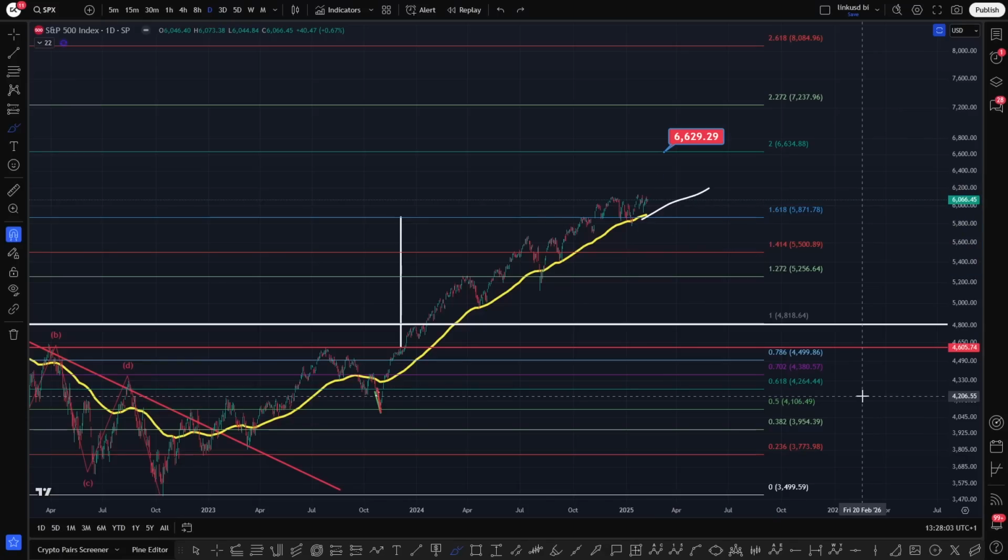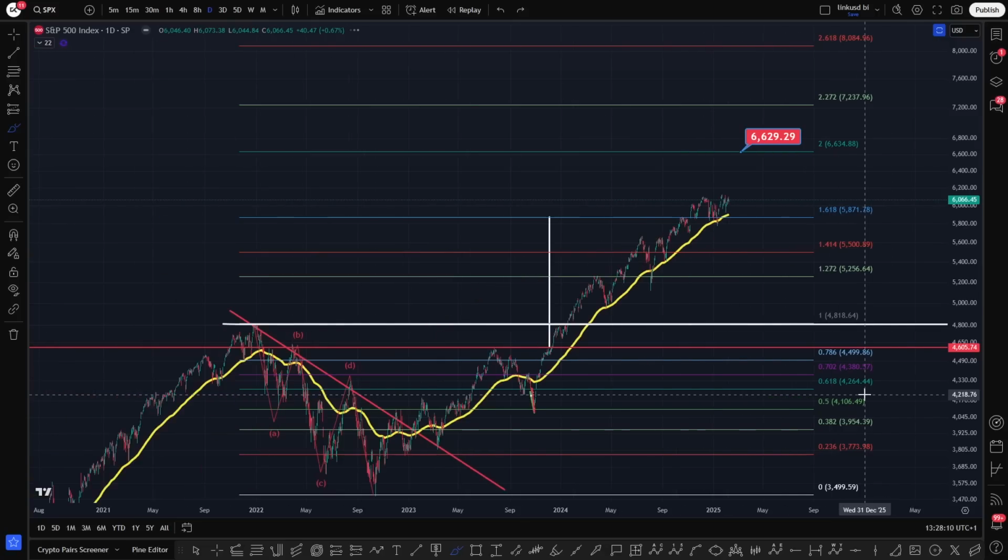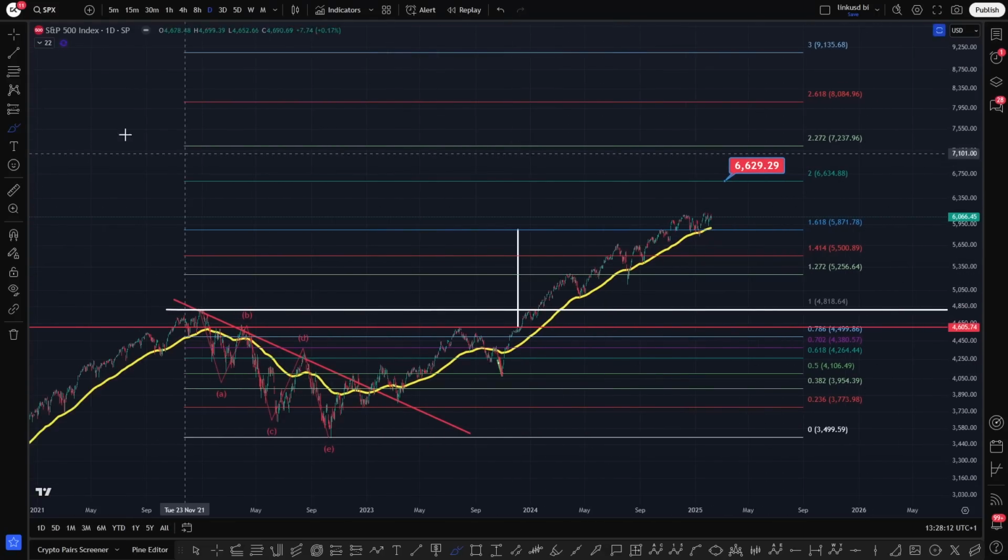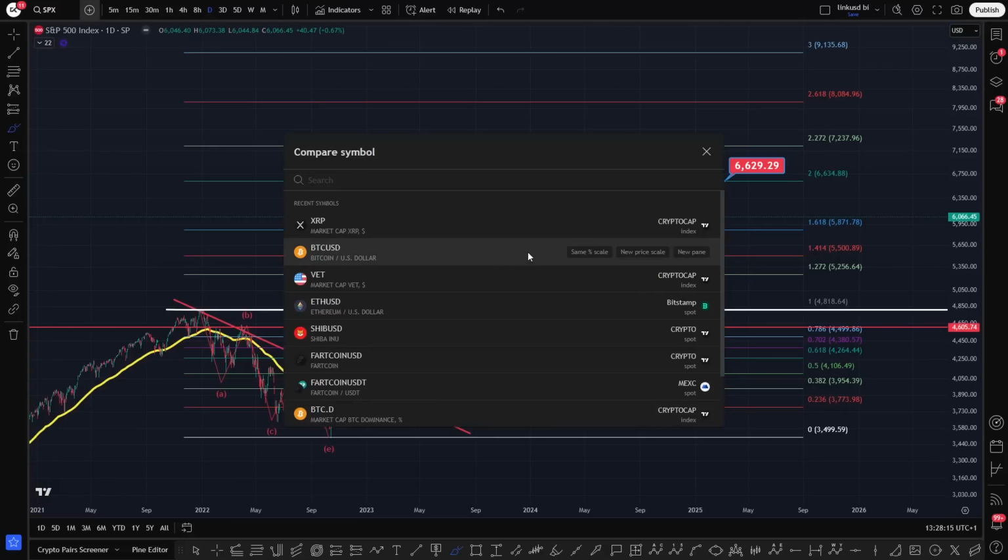But until that day comes, again, I've just got to rely on the data. I've just got to rely on the structure within this chart. This is an incredibly bullish market structure, okay, for this particular project, which is the S&P 500. So again, what we could do is drop the XRP chart in for you right now.